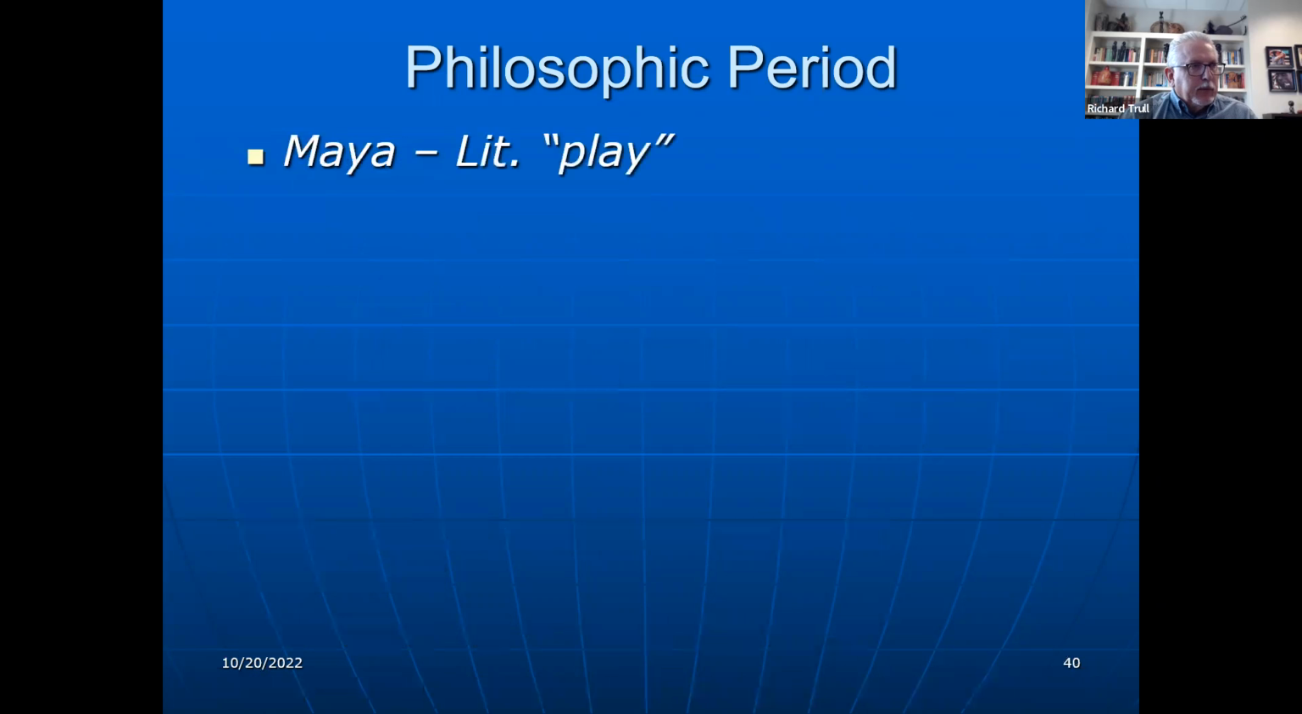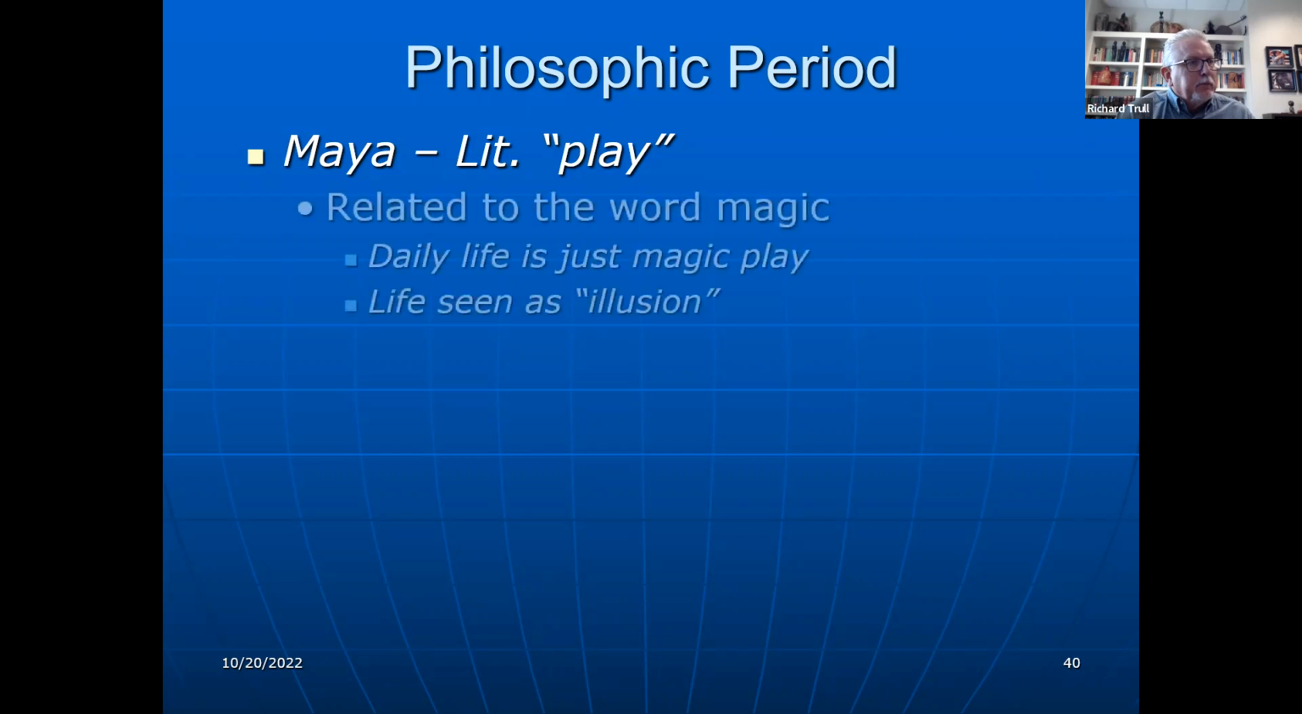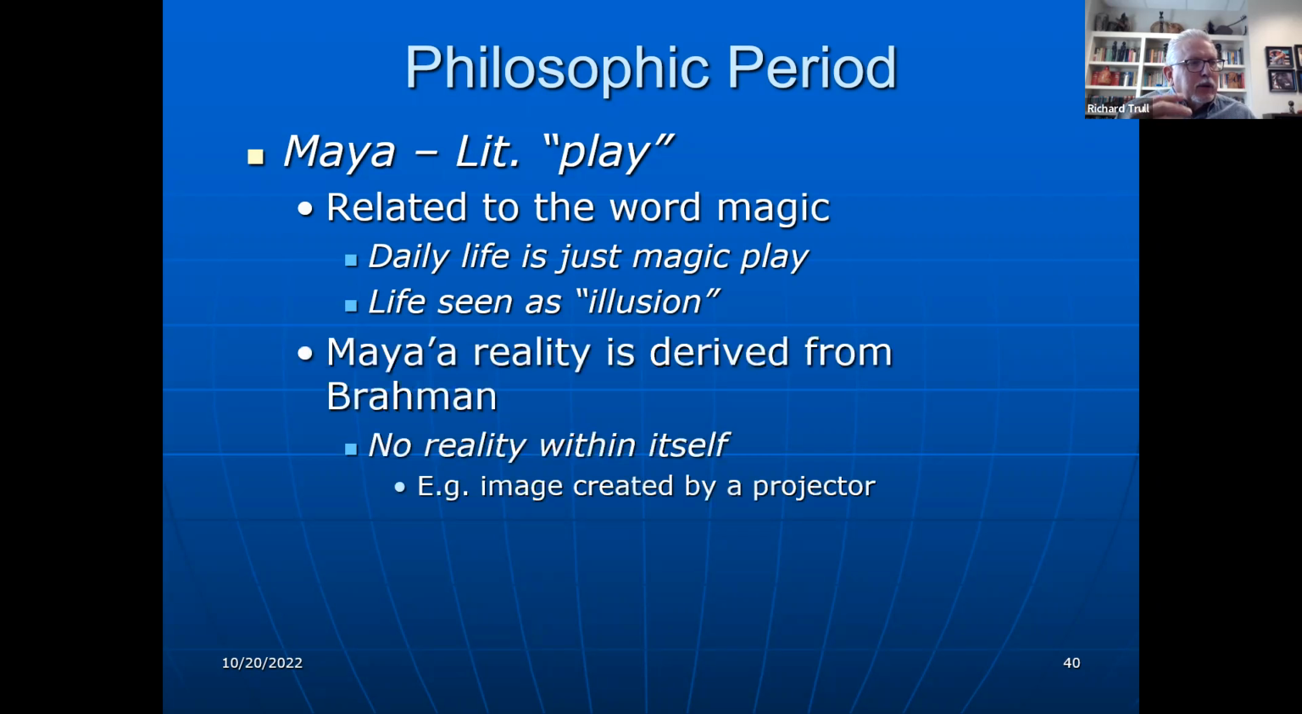And so let's talk a little bit about Maya. It literally just means play. And so it's not real, it's a made up play, a plaything. It's related to the word magic. Daily life is just magic play. The best word I know for it is illusion. So Maya, any reality to it is derived from Brahman, but it is not reality within itself.